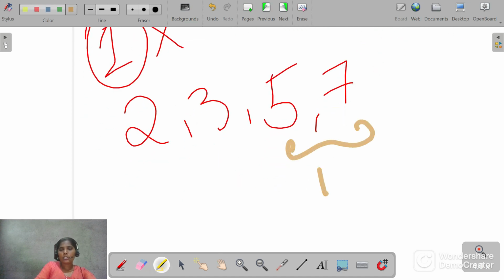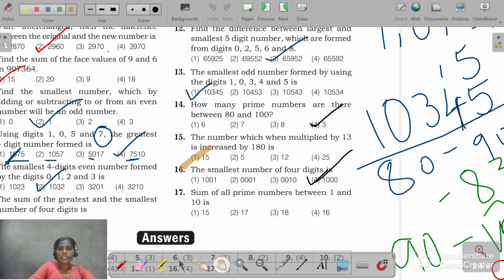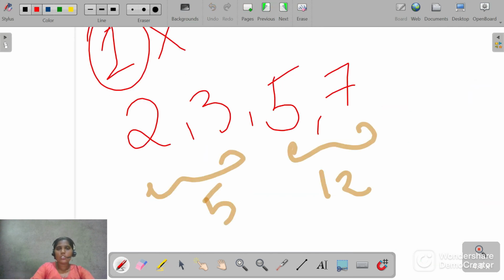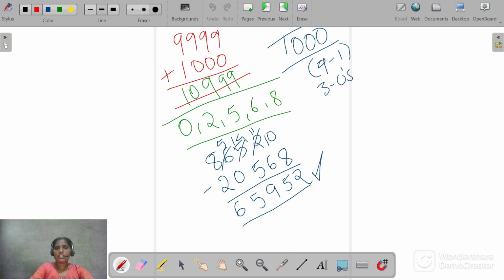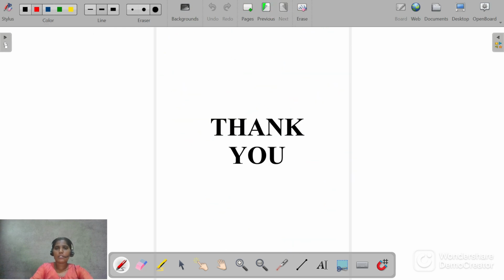So we have to add all this. 2 plus 3 plus 7 will be 12 and this will be 5. When we add up 12 plus 5, it's 17. We'll find that particular option here, I guess. It's there. So this type of questions are very easy. You can go through still more questions. All of them will be very easy and we'll also practice some self-practice questions for your reference.